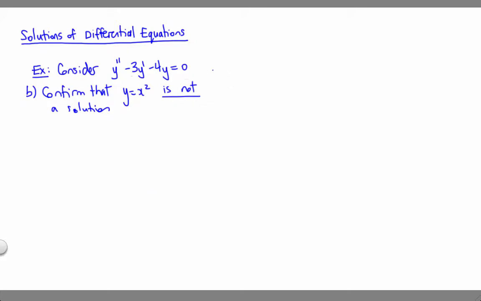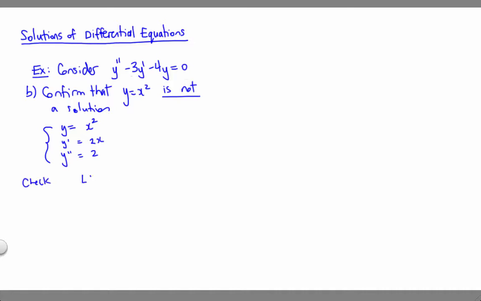So we're sticking with this same DE as we had at the beginning, and in part B now we're going to confirm that the function y equals x squared is not a solution to the DE. So first thing we'll do, let's prepare our ingredients. We're going to need y, y prime, and y double prime. So the function y that we're testing is x squared, y prime would be 2x, and y double prime would be 2. So now let's go through the check.